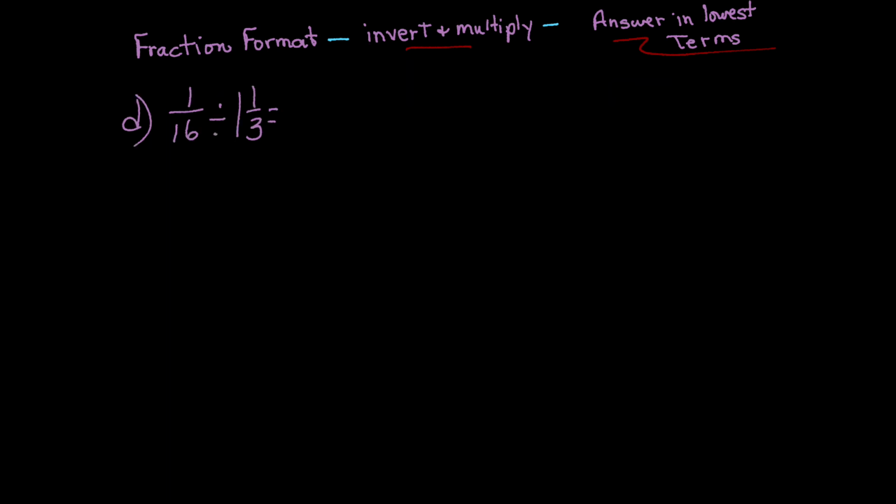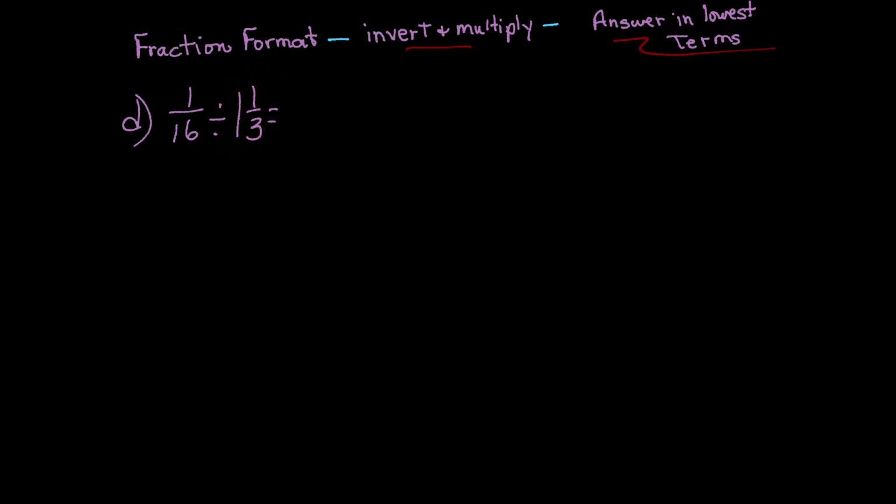Now we are on question D. Fraction divided by an improper fraction. A proper fraction here divided by a mixed number here. Our first question is to ask ourselves, are these digits in their fraction format? This one is, but this one is not. It's still a mixed number.